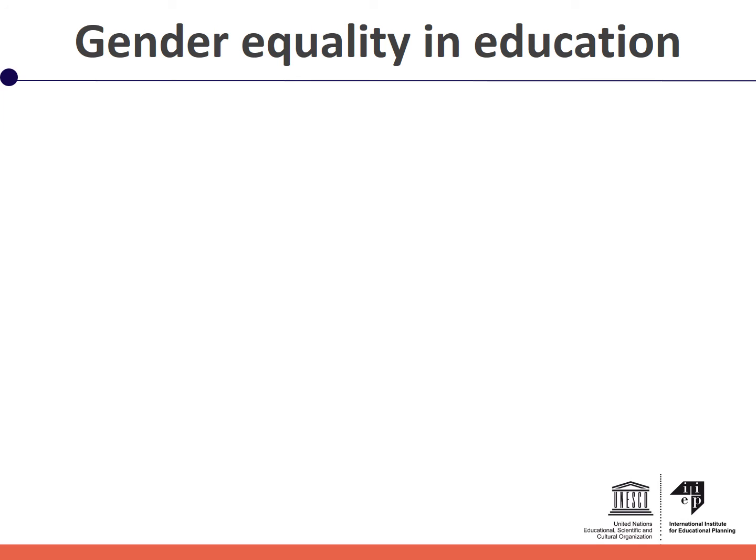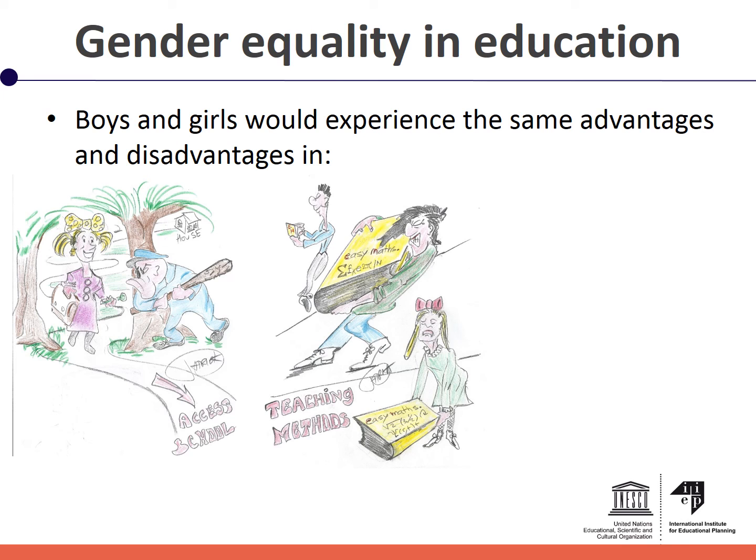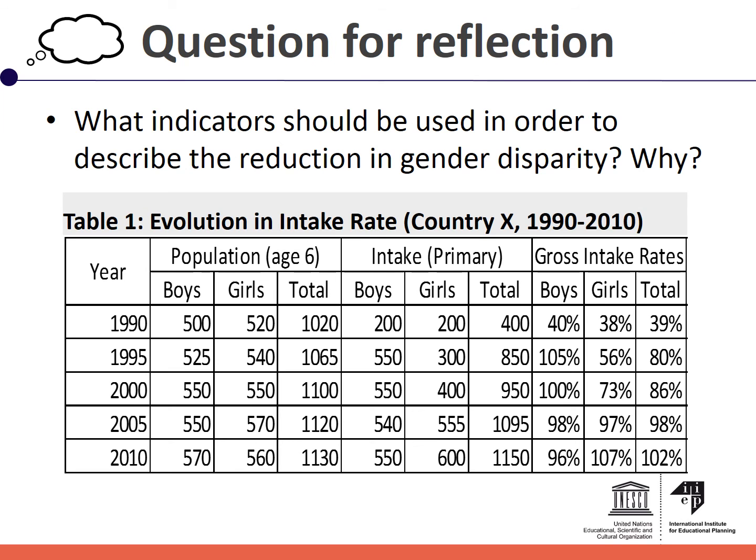As you may remember, according to UNESCO's definition, gender equality means that boys and girls would experience the same advantages and disadvantages in going to school, enjoying teaching method, curricula, and academic orientation, and producing equal learning achievement and subsequent life opportunities. The question is how we shall measure these different concepts embedded in gender equality in education. Based on the following table, what indicators should be used in order to describe the reduction in gender disparity, and why?